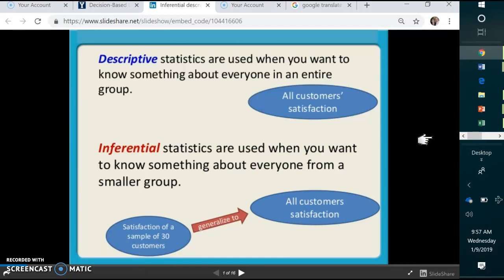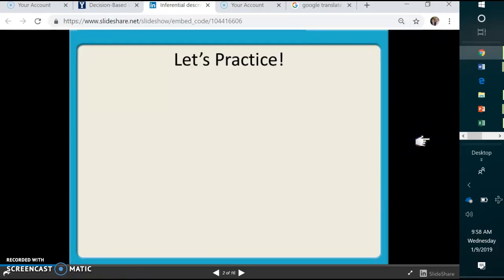Yeah, so it looks like descriptive statistics is used when you have everyone's information, and inferential statistics is used when you only have a portion of the population's information. Excellent. Good. And then from there, you'll generalize to everybody. Right. You'll generalize it to know the whole population. So now we're going to practice. I want you to read each scenario and determine, are we dealing with inferential or descriptive, and explain why.